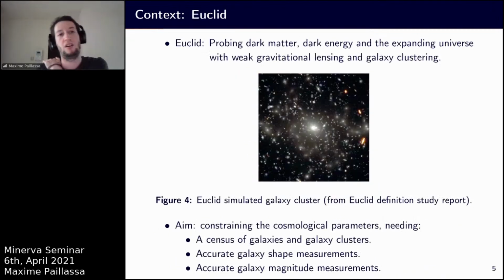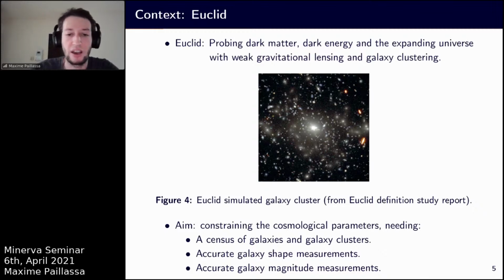The second project is Euclid, and is more related to the CNES. And so the aim of Euclid is to probe dark matter, dark energy, and the expanding universe, and to constrain cosmological parameters. And so to do that, we need a precise census of galaxies and galaxy clusters, and to make galaxy shape measurements. And so to do that, we also need a robust source detection software.